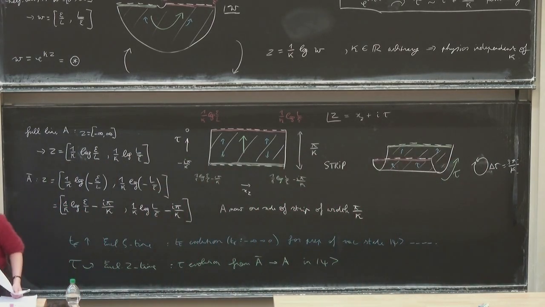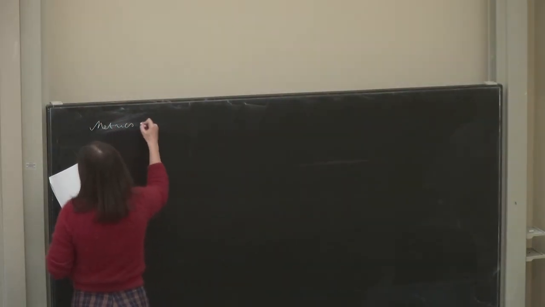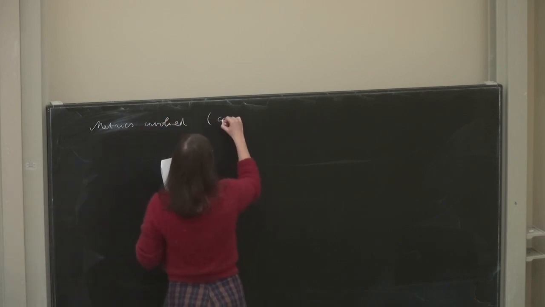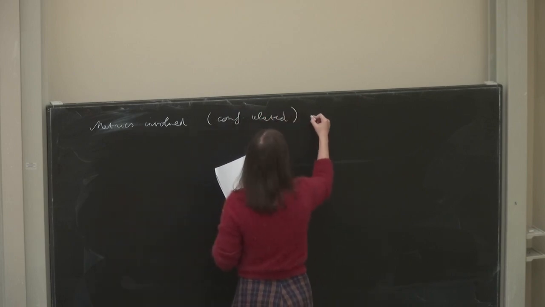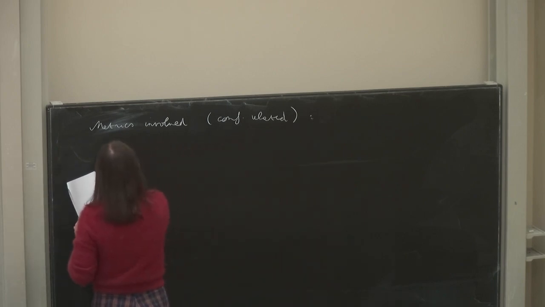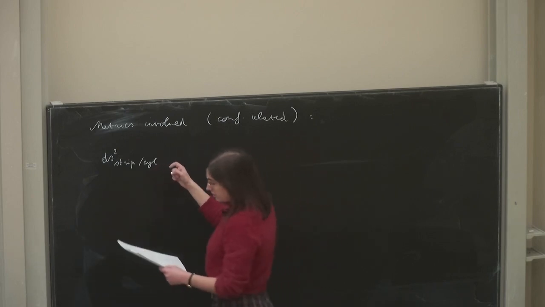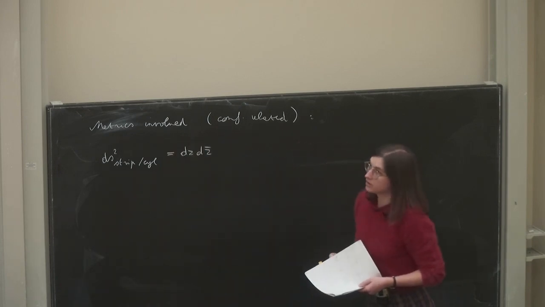Let me now write the metrics that are involved in this story. These are all conformally related metrics, because we're doing conformal maps in between. So the ds squared of the strip or of the cylinder is the dz bar. Sorry, yes?